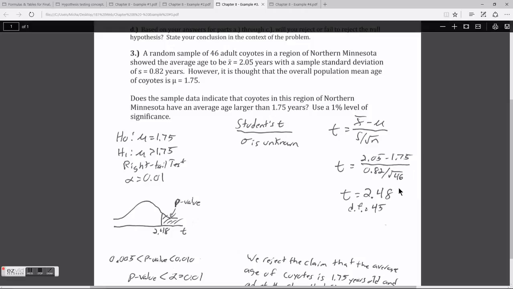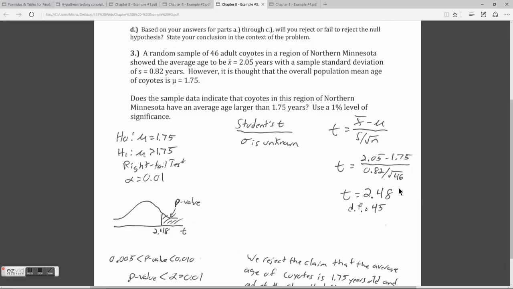In this example, we want to test whether the average age of adult coyotes in a certain region of Minnesota is more than 1.75 years old. We took a sample of 46 coyotes and found the average age to be 2.05 years. In this example, we have a sample standard deviation. We don't have the standard deviation of the population.